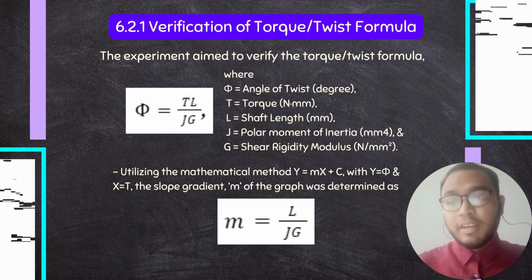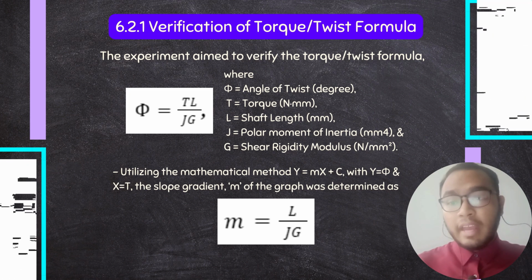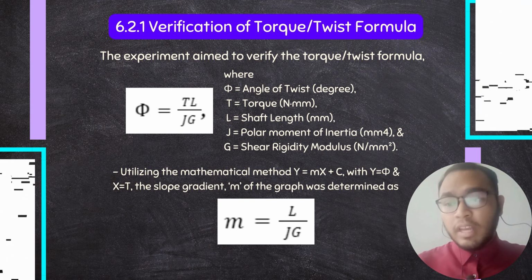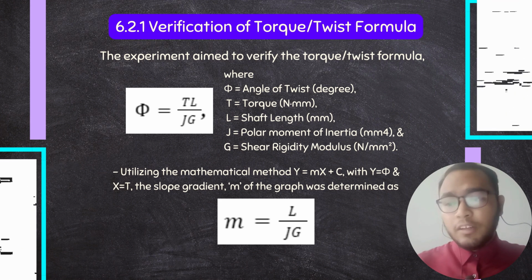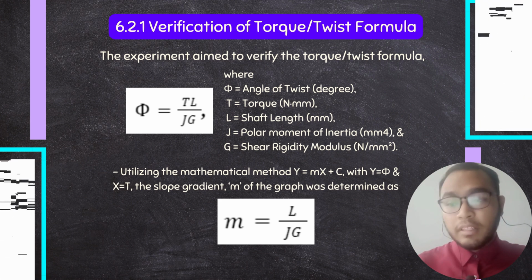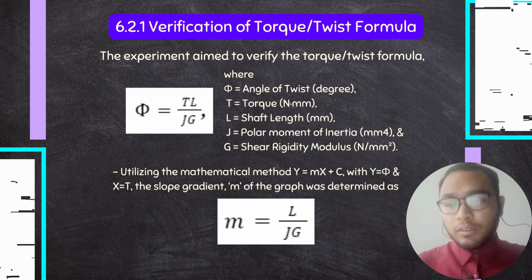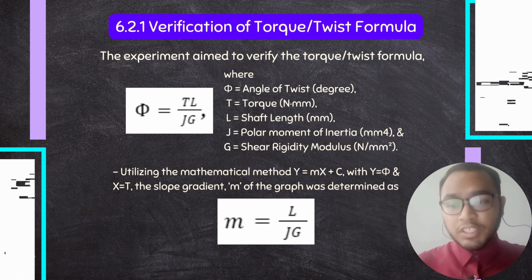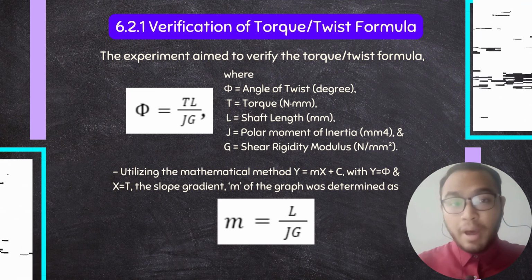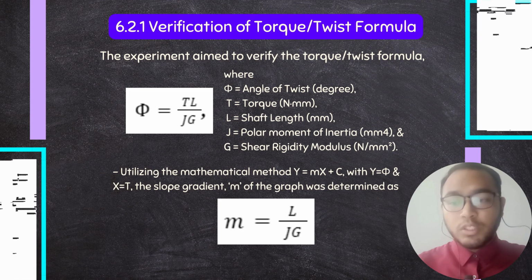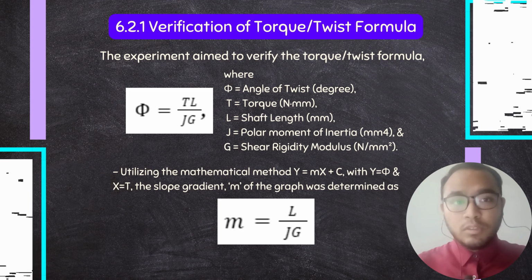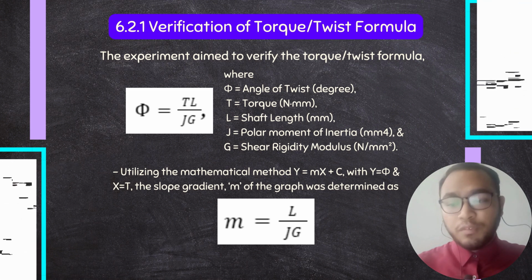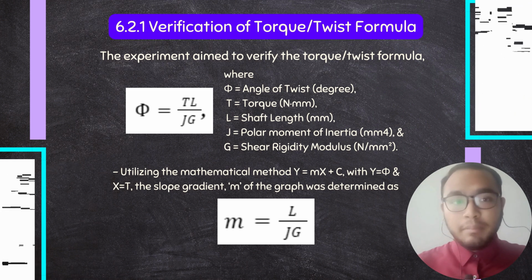Based on the theory of the experiment, the formula of the angle of twist, phi, is equal to TL over JG, where T equals the torque exerted on the shaft in Newton millimeters, L equals the length of the shaft in millimeters, J is the polar moment of inertia, which has the formula pi c to the power of 4 over 2 in the unit millimeter to the power of 4, and G is the shear modulus of rigidity in Newton per millimeter square.